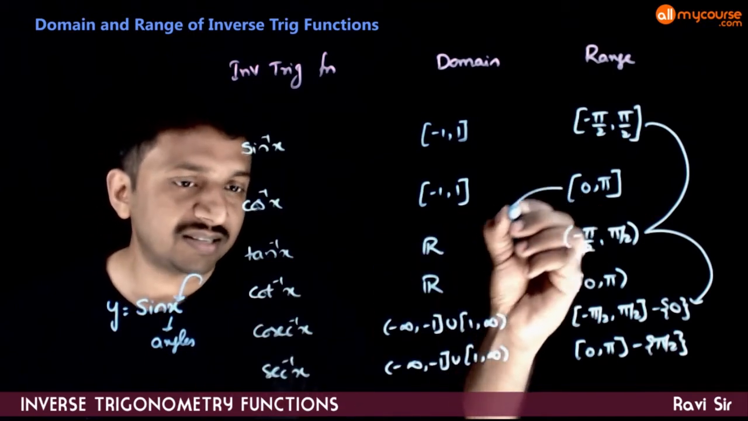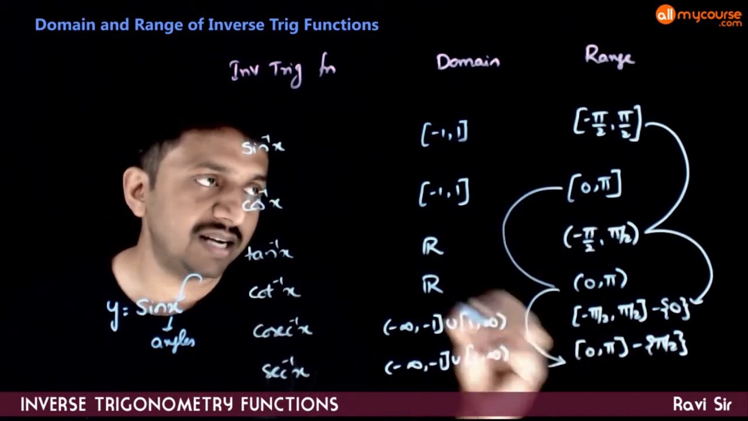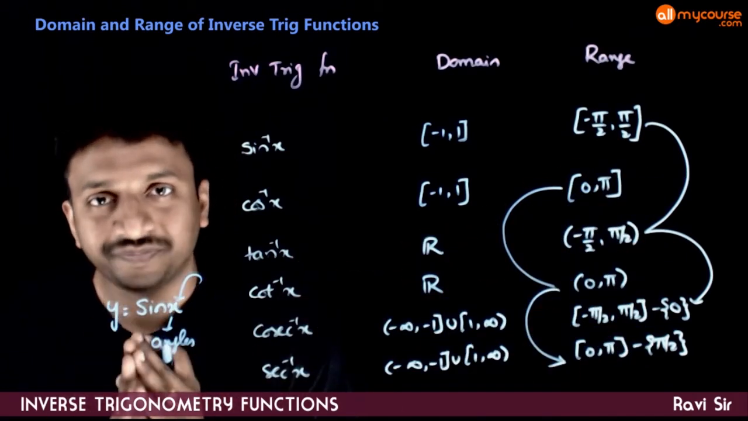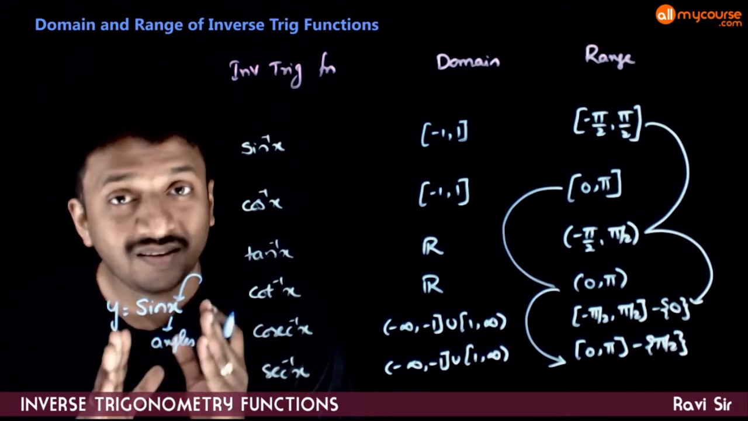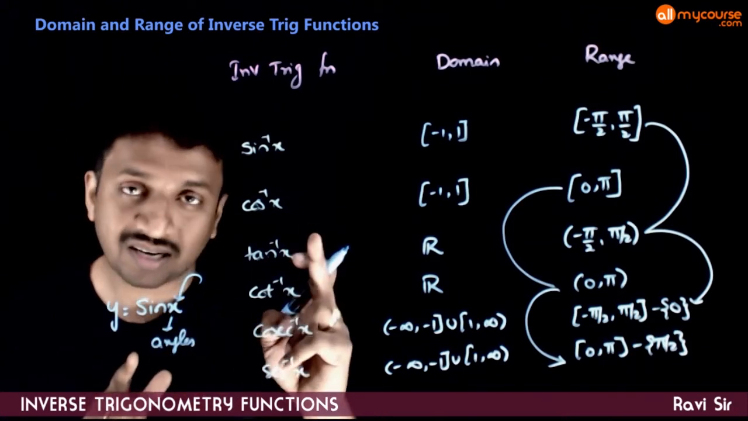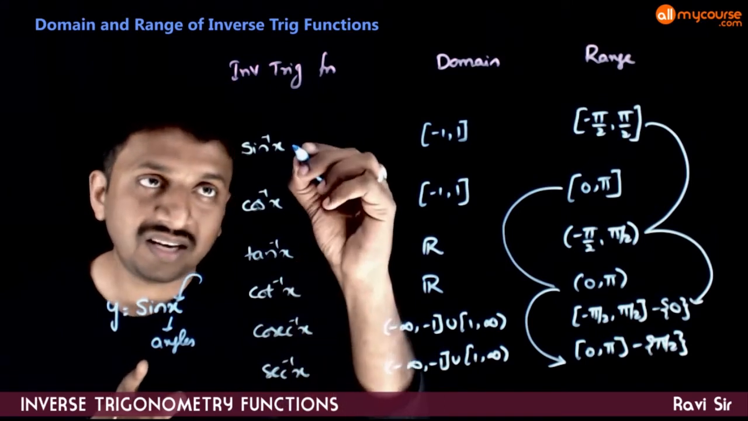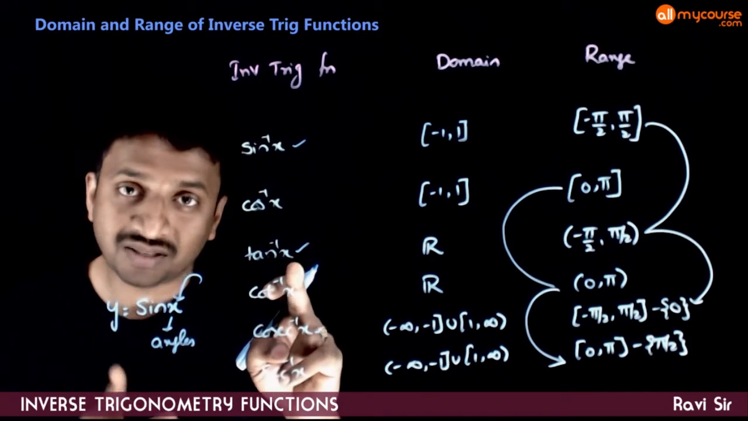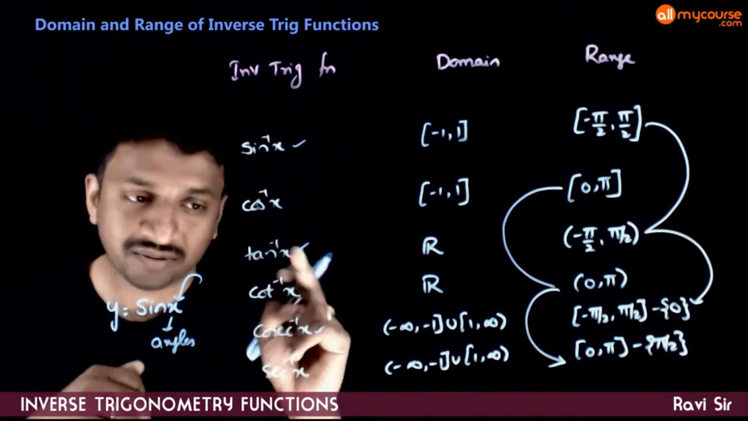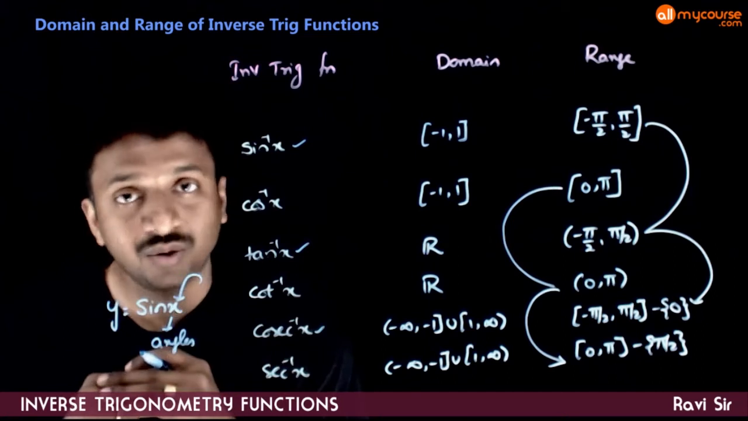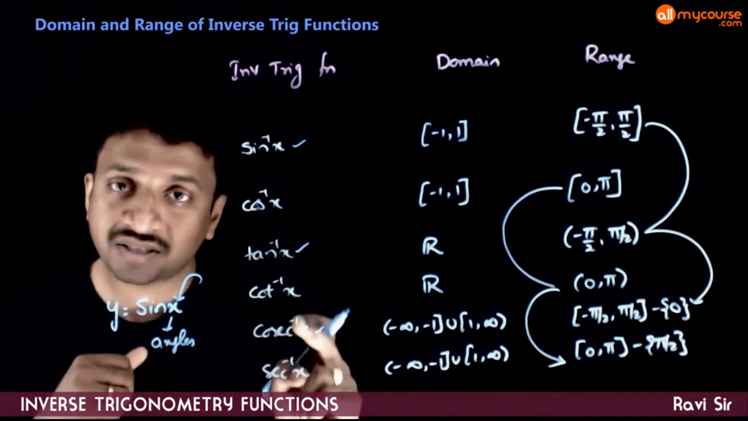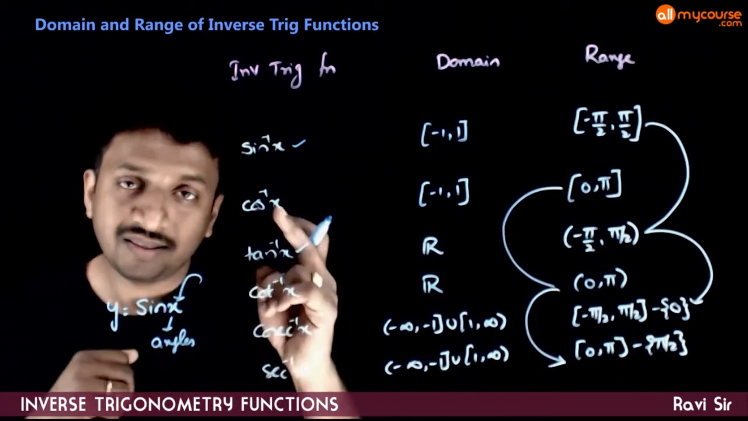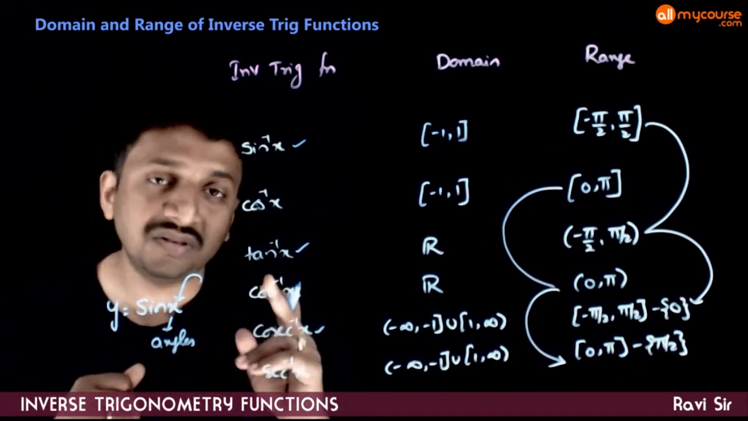Similarly, cos inverse x, cot inverse x and secant inverse x. These 3 have ranges related to 0 to pi. So I hope you can remember this. Sine inverse, tan inverse, cosecant inverse. These 3 are more related to sine, because tan is sine by cos, and sine is more prominent in tan. Cosecant is 1 by sine, so it is related to sine. So sine inverse, tan inverse and cosecant inverse have ranges related to minus pi by 2 to pi by 2. The remaining 3 have ranges related to 0 to pi.